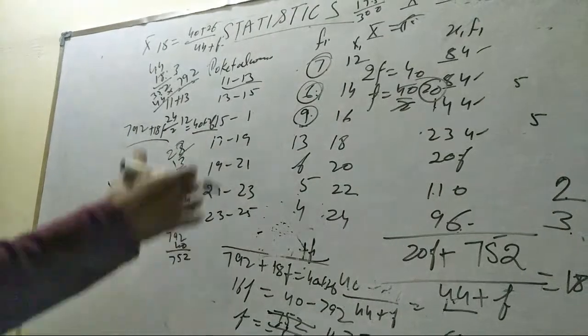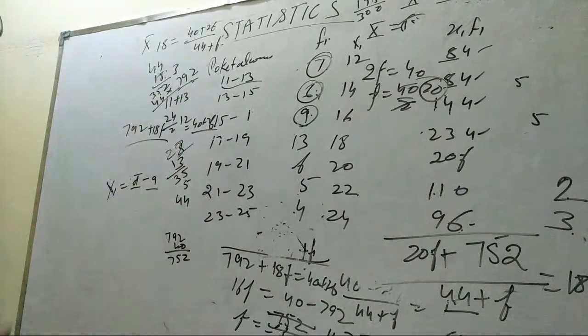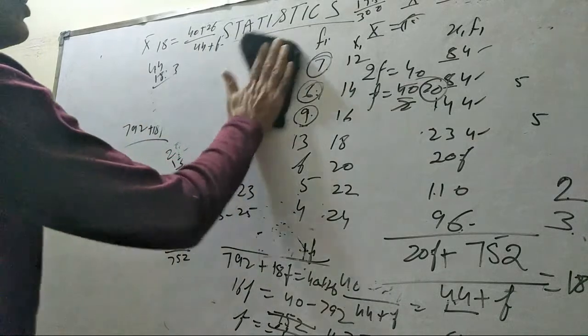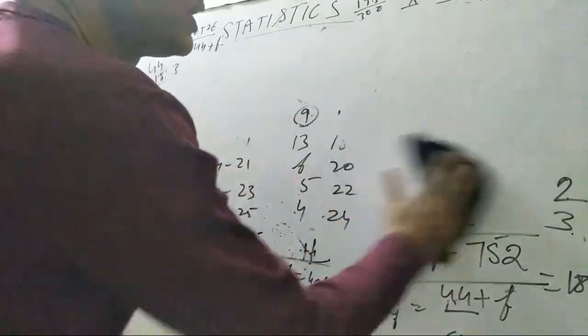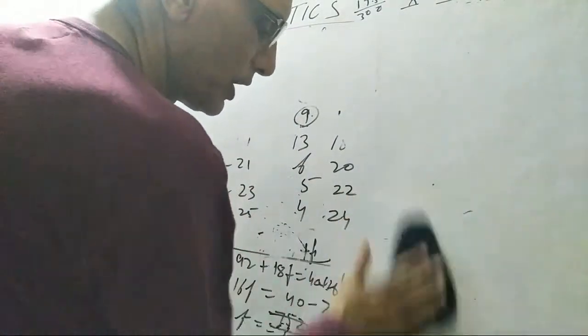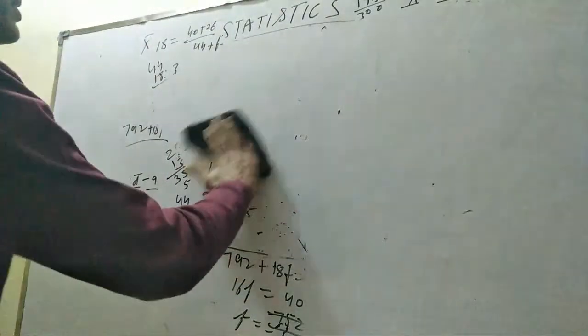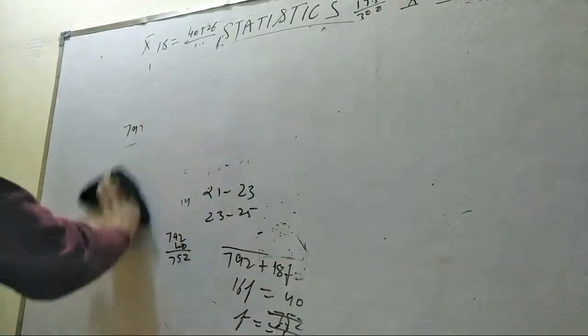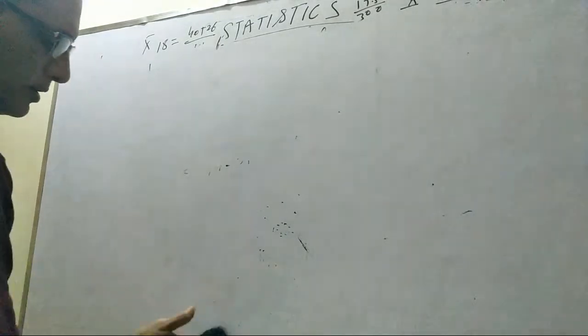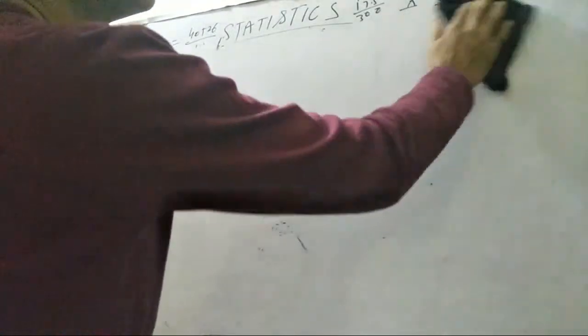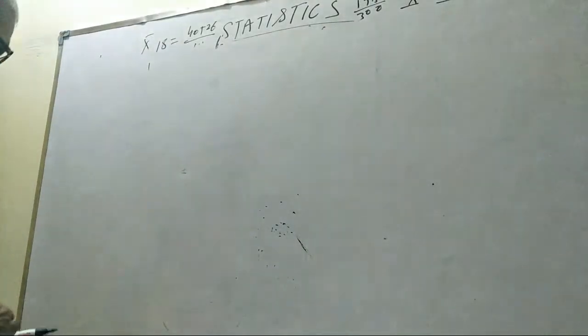We use the direct method here. The assumed mean method will not be applied because we have not been given d. We have been given only the mean, x mean, so we use the direct method in this question. When frequency and other data are to be found out, we use the direct method. The next question is given here.